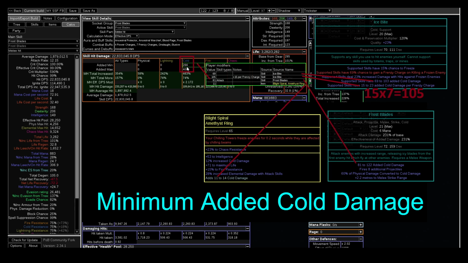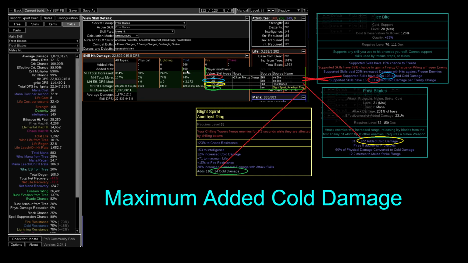This is the minimum damage here for cold. And then the maximum damage is the same. Ice Bite plus Frostblades plus the ring. It's the same math, just the max range numbers for the maximum added cold.